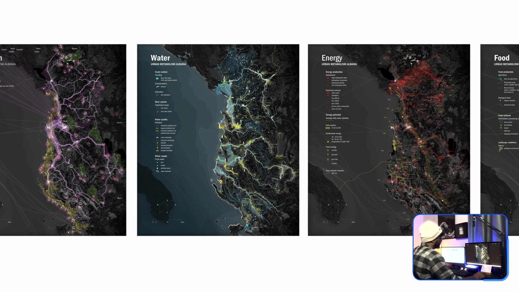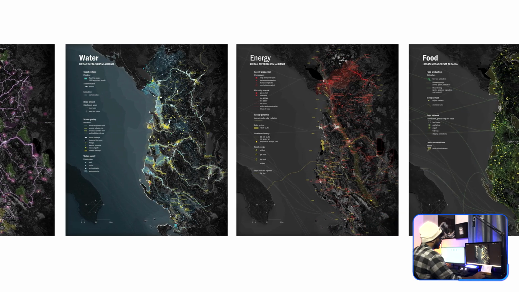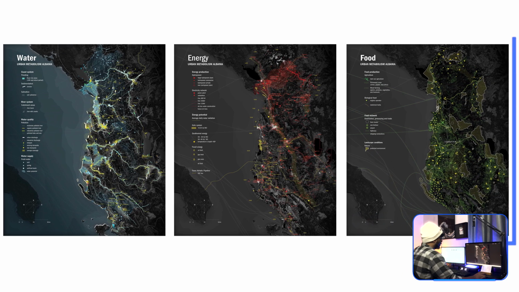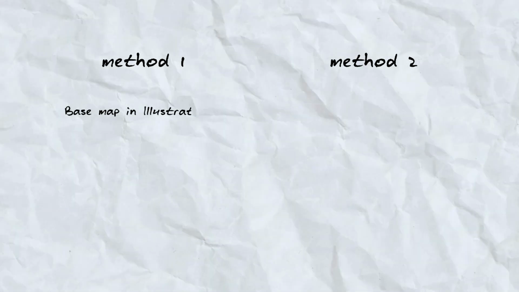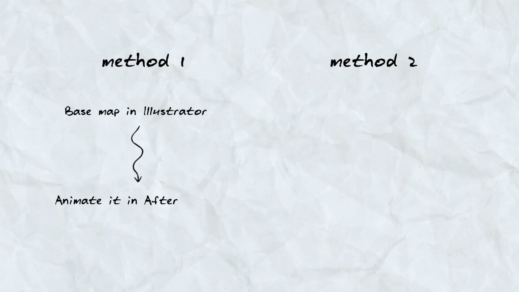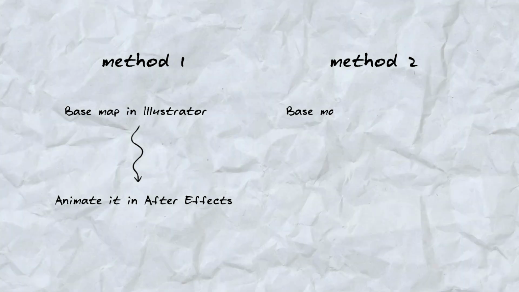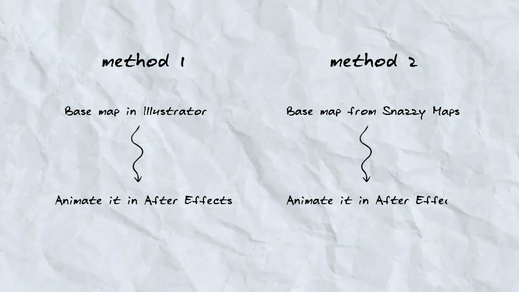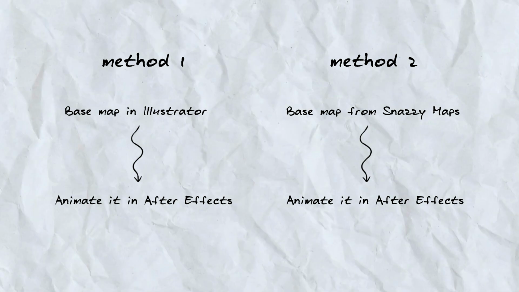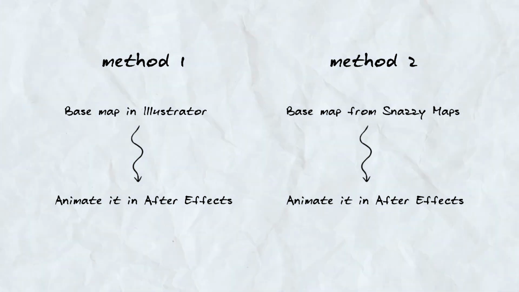There were 4 maps done by Fabrication Studio. Today we will see how to animate them. Let's start with the energy and food map. There are 2 ways to do this. Either you can illustrate the base map in Illustrator and animate it using After Effects, or you can get a base map that suits your need from Snazzy Maps and animate using that. I will be following the second method.